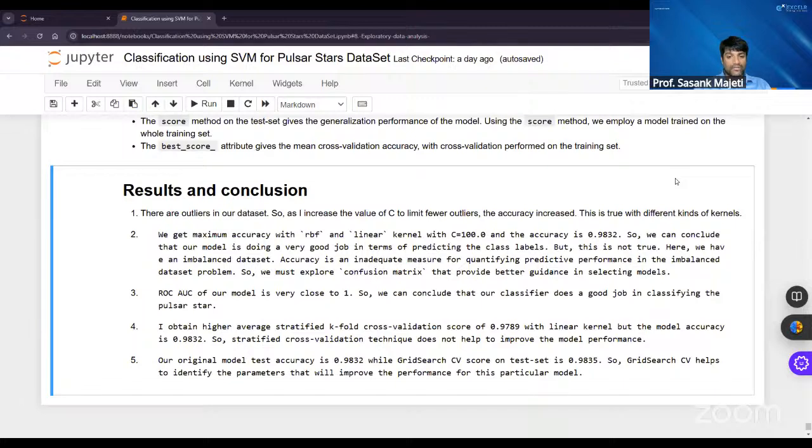It did a good job in classifying. And when we used the k-fold cross validation also, compared to the linear kernel, it has not performed that well. So it didn't help the model's performance in a better way, I would say.